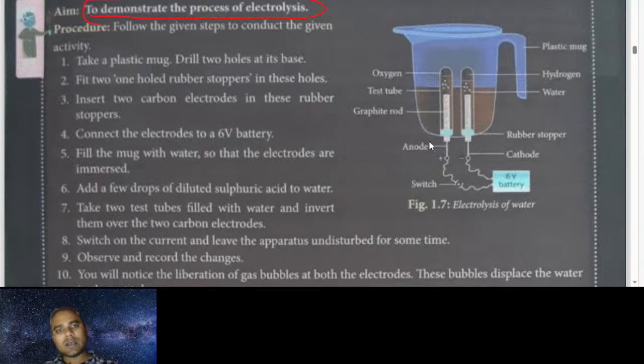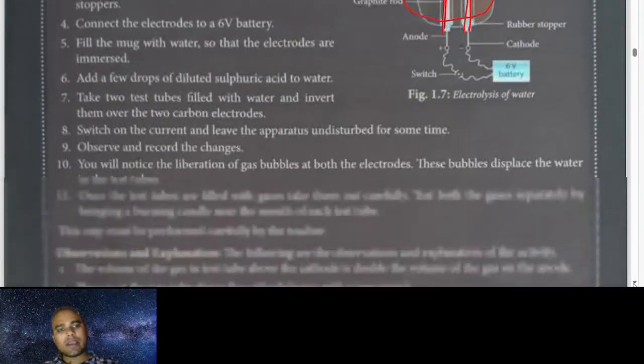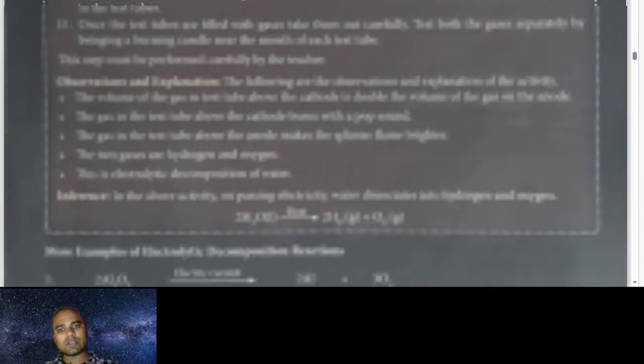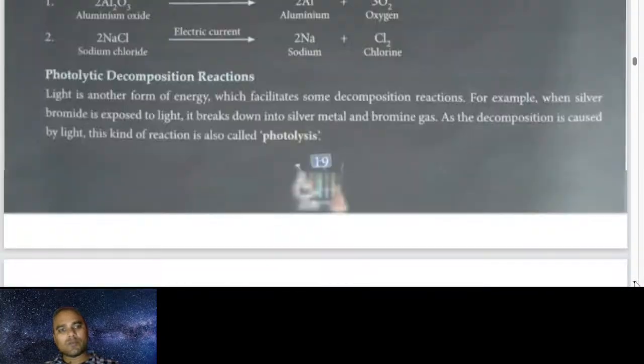So what we are doing, student, is taking water and passing electricity. H2O is decomposed by passing the electricity. So what will happen here, friend, it will give 2H2 gas plus O2 gas. So H2 and O2 gas will be liberated, student. Some more examples we are going to discuss.